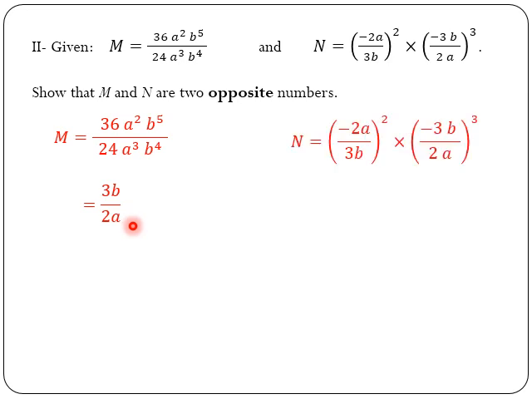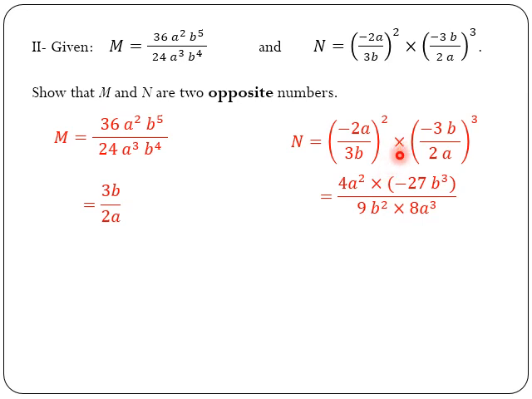And here we have a square. I know that the square of a negative number is always positive. So 2A should be considered squared, and also 3B. The result will be 2 squared, 4. A squared should be written. 3 squared is 9 and B squared should be written here.